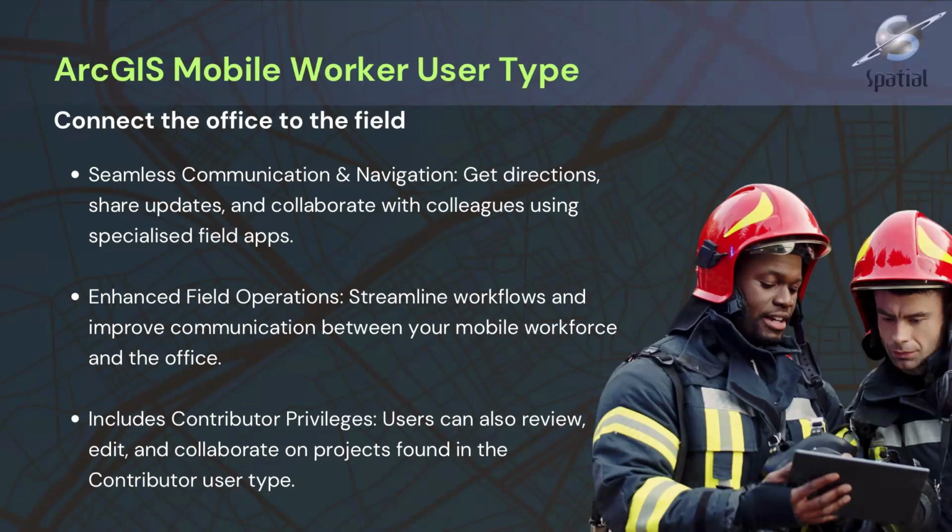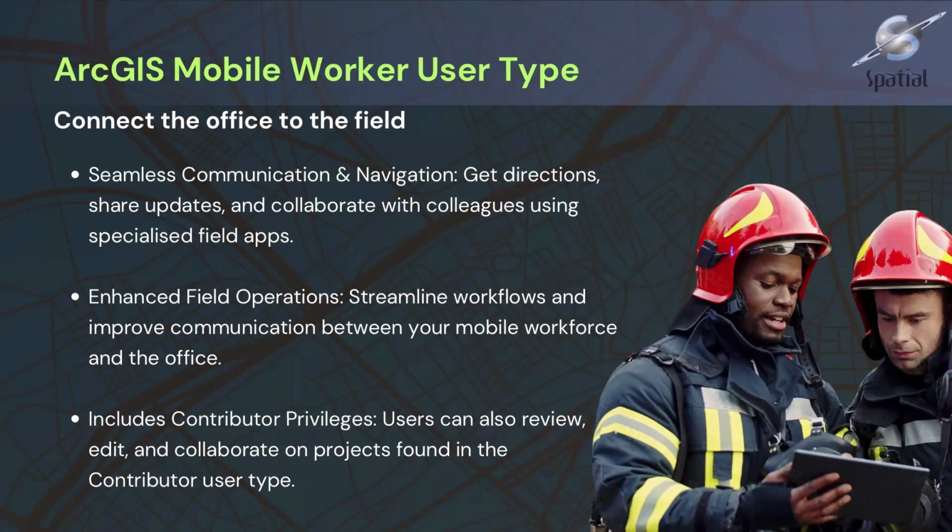The mobile worker user type is designed specifically for persons who perform their work primarily in the field. This includes a wide range of roles, from field technicians and maintenance crews to environmental inspectors and emergency responders. The core functionalities of the mobile worker user type include data collection. You can efficiently capture data in real time using mobile devices, and the data captured can be in the form of text, photos, videos, and location information.